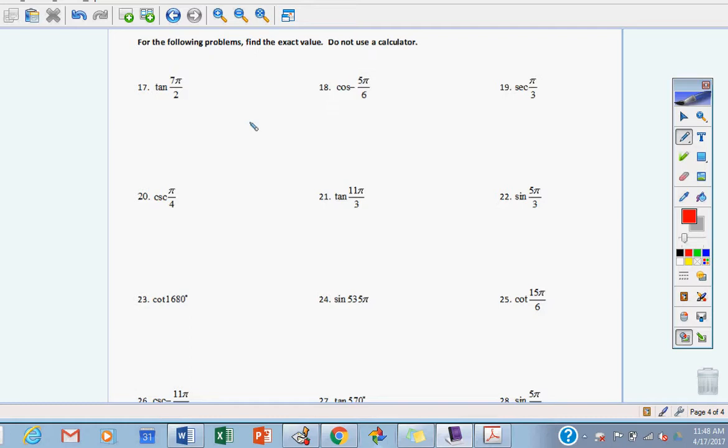To be nice, I'll do a few of these problems, 17 through 28. I won't do them all, I'll just randomly pick some. Make sure you have the concept of getting there and then answering the ratio based on that.